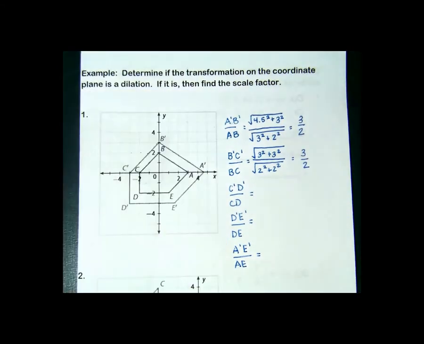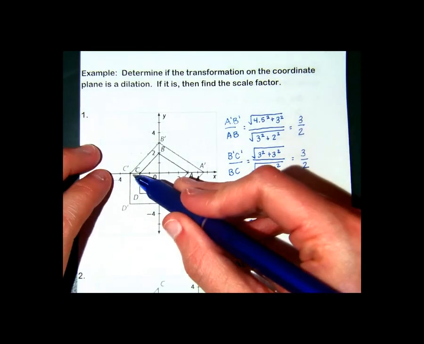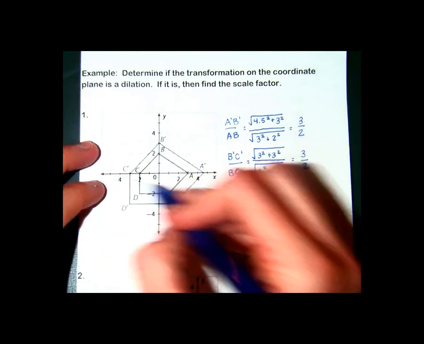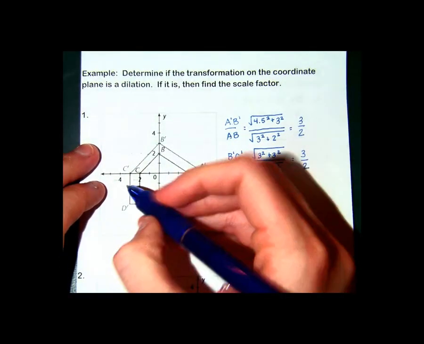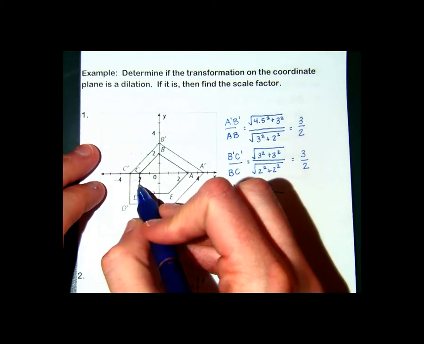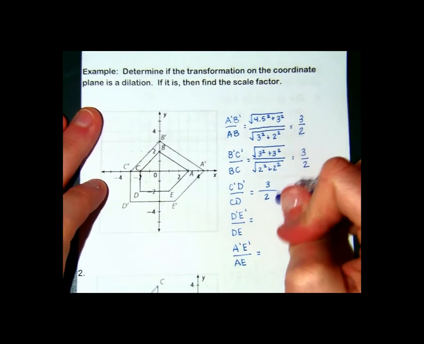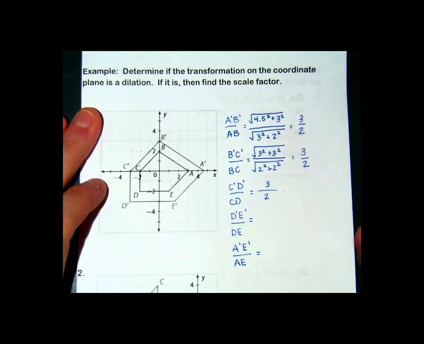So let's look back over at C prime, D prime now. I like this one because it's horizontal, so we just count. C prime, D prime is 1, 2, 3 units long, and CD is 2 units long. I don't have to reduce. It's exactly what I'm looking for.